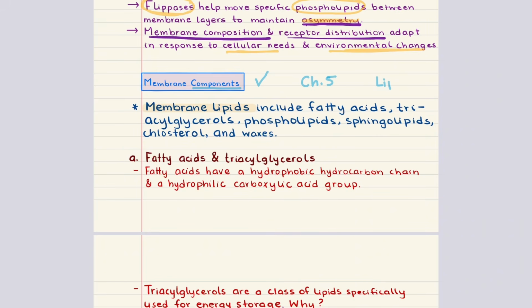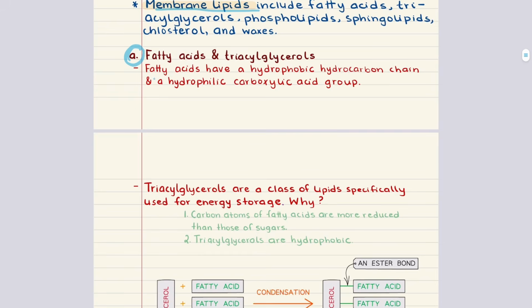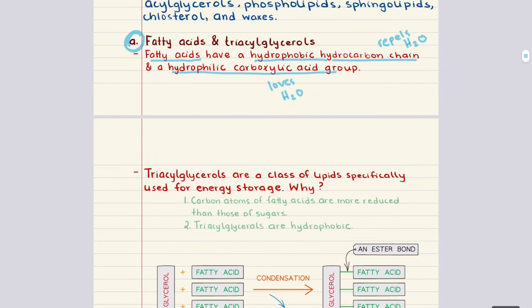Fatty acids and triacylglycerols form a very good starting point because they set the stage for the more complex membrane lipids we're going to encounter. A fatty acid is going to have a long hydrophobic hydrocarbon chain that repels water and a hydrophilic carboxylic acid group that can interact with it. This amphipathic nature affects how these molecules organize in water and how they interact with other cellular components.